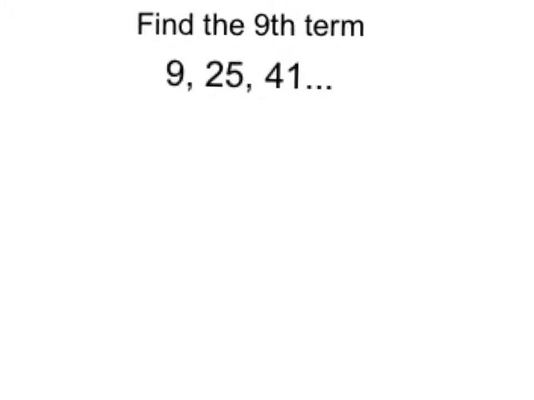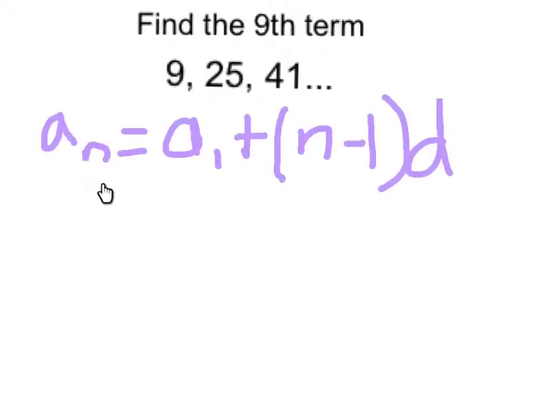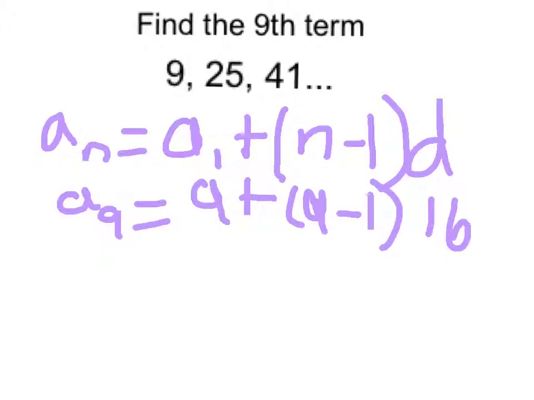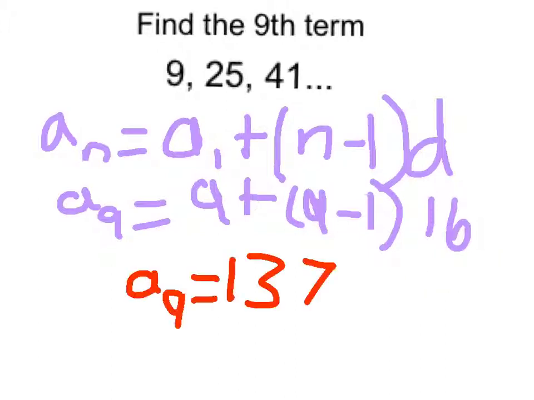Now we have one more problem for you. The first 3 terms are 9, 25, and 41. Find the 9th term. So first, you write your formula. a sub n equals a sub 1 plus n minus 1 times d. Now you plug in your values. n equals 9, a sub 1 equals 9, and d equals 16. So now plug them into the formula. So your new formula is a sub 9 equals 9 plus 9 minus 1 times 16. Once you solve, you should get 137. So the 9th term in this sequence is 137.